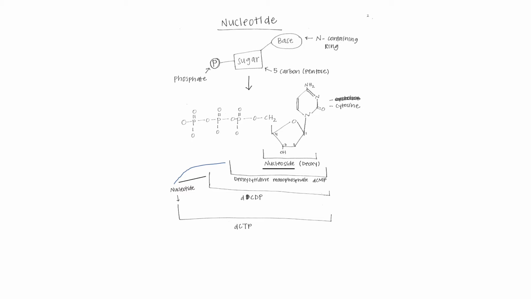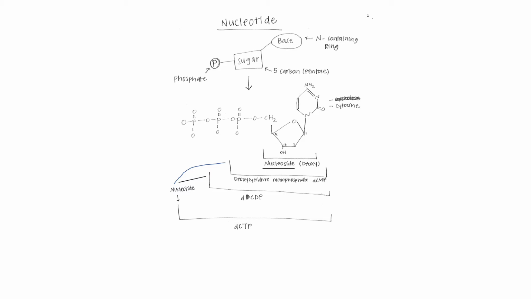There is the nitrogen-containing ring, which is the base, and there's 5 different bases that are used in nucleic acids, and we'll look at those. There's the sugar in the center. It's a 5-carbon sugar, which is called a pentose. And then there's the phosphate that comes off of the sugar. And so those are the 3 different elements in the nucleotide: phosphate, sugar, and base.